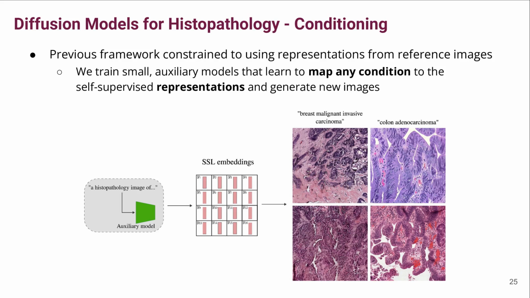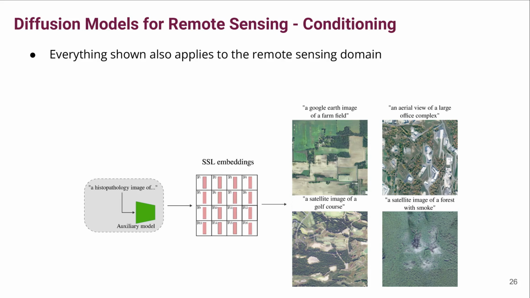Using the SSL embeddings as an intermediary between text captions and large images, we are the first to perform text-to-large image synthesis for histopathology images. This approach also applies to large remote sensing images.